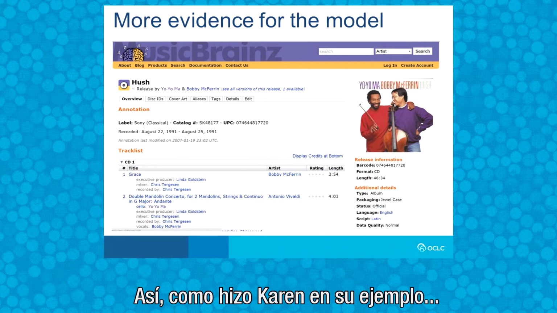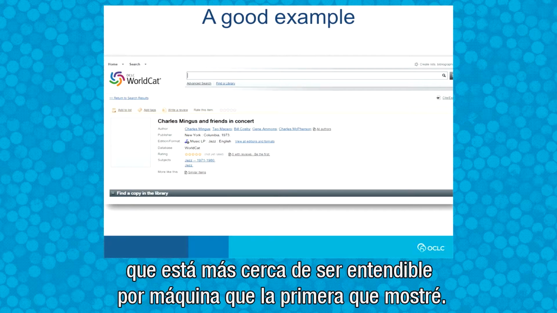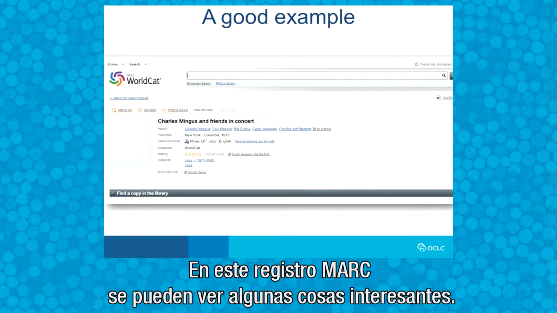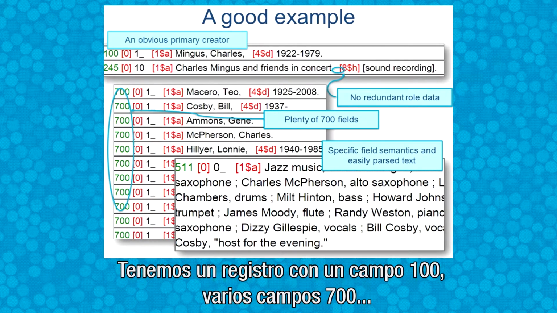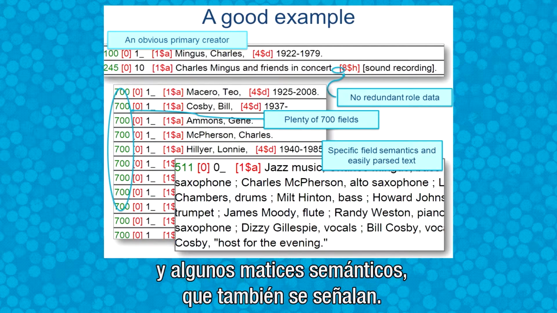So just as Karen did in her example, in her data, I would also like to work through another audiovisual description that is closer to being machine processable than the first one that I showed. And so here's, again, another fairly simple example. But if you look at the underlying MARC record, you can see some nice things here. So you've got a 100 description, a bunch of 700 fields, 511 fields that have data in a form that is easily parsed. And there are some subtleties here as well that I'll point out.